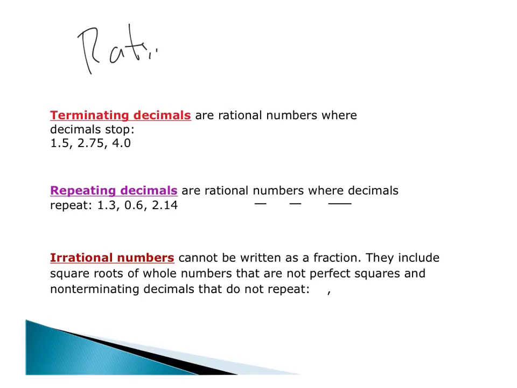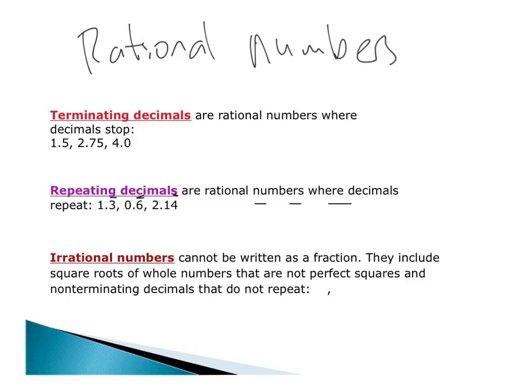Now you might not be super familiar with rational numbers and the idea that you can write them as fractions. When we're looking at a fraction, there's a couple different ways that we can look at it. One is that it creates a terminating decimal, which is just a decimal that stops. So 1.5, 2.75, 4.0. All those have a decimal that stops. The other one is looking at a repeating decimal. These are rational numbers where decimals repeat. So 1.3 repeating, with the little bars above them.